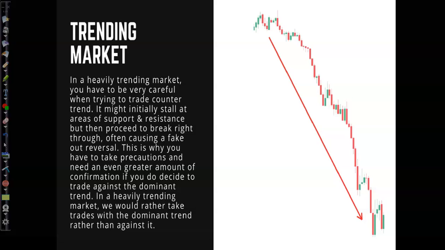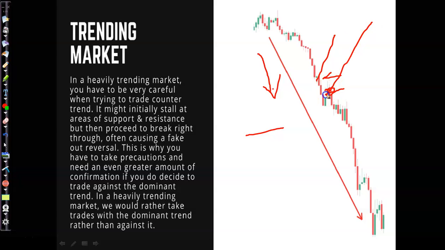Now first we must know the trending market. In a heavily trending market, you have to be very careful when trying to trade counter trend. Most people make big mistakes. When price is running in a downtrend, they are buying, right? People are expecting that price will bounce from this area, so they place buy orders on some confirmation. Here you can see a bullish signal, people expect that price will reverse from this area, so they are buying.